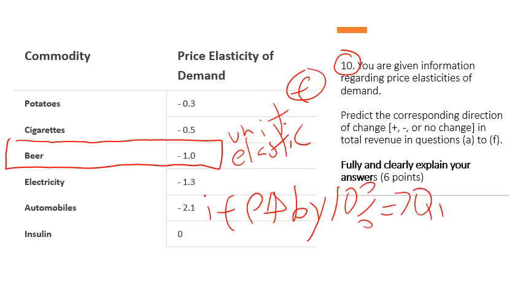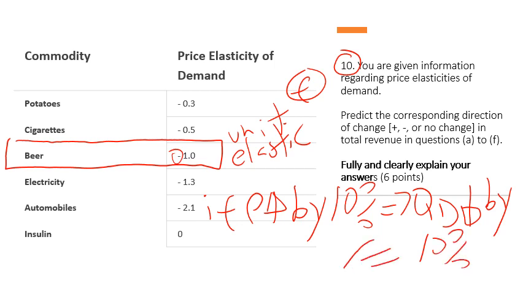well, what happens to the quantity demanded? Well, given the negative sign, quantity demanded will go in the opposite direction, in this case down. So QD will decrease by 10%. So again, we want to know what happens to TR. Price up by 10, QD down by 10. What happens to total revenues? No change to total revenues. No change.